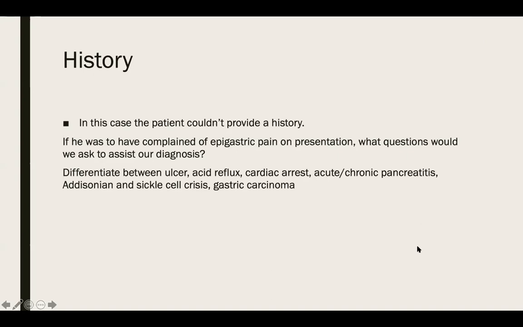So you want to differentiate really between an ulcer, something like acid reflux, and cardiac arrest. If the patient is maybe 50 plus, you want to exclude cardiac arrest really. In epigastric pain, you want to do an ECG, you want to do troponin, those kind of things, just in case. Acute and chronic pancreatitis and gastric carcinoma are very important. We'll talk about that at a future point.